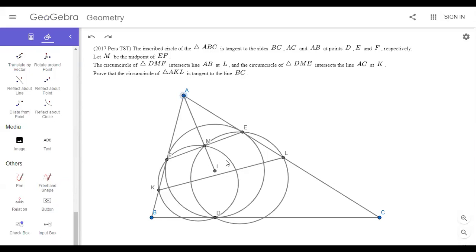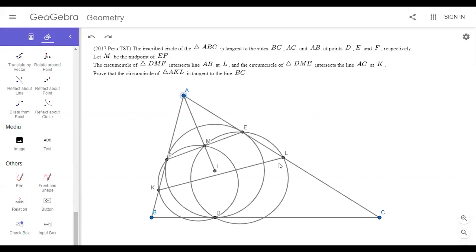So basically angle LDK is angle MDK plus angle MDL, right? Yeah. And angle MDK is the same as MFA because of the cyclic quadrilateral. Nice. And angle MDL is the same as angle MEA. Yeah. And so those two angles add up to 180 minus angle A. And so that has to be cyclic. Really nice. Yeah, it is really nice.